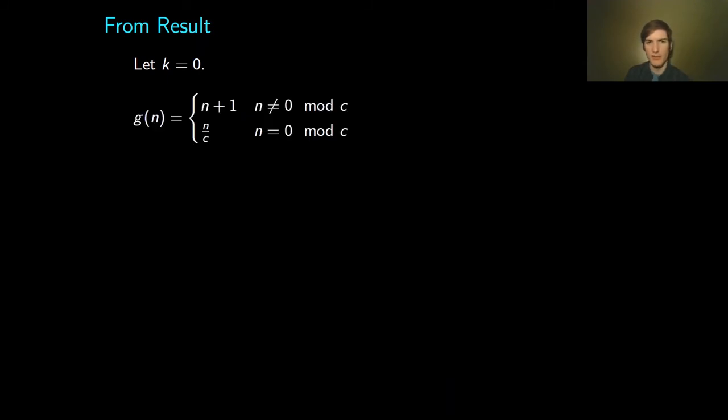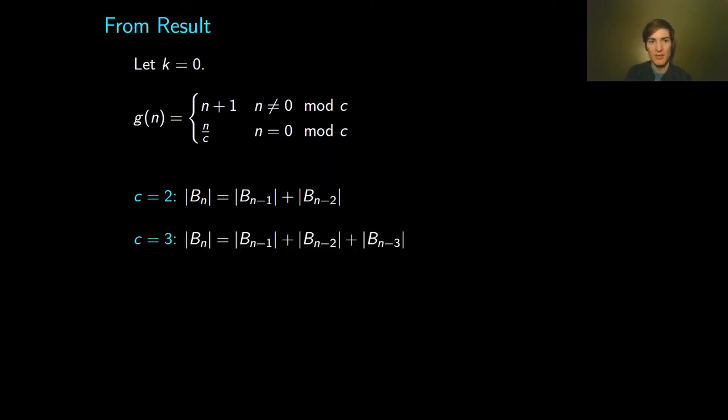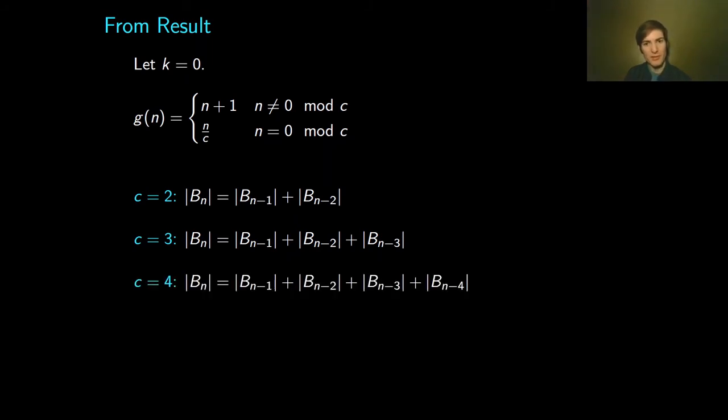For k equals 0, it's just n plus 1 and n divided by c. So, again, for 2, we've seen it, not interesting, although it's the incredibly interesting Fibonacci sequence. c equals 3, we have a 3-term recurrence, n minus 1, 2, and 3. c equals 4, a 4-term recurrence. And again, as you might have guessed, the cardinality of B_n is simply all of these sequences n minus 1 up to and including n minus c. c terms there.